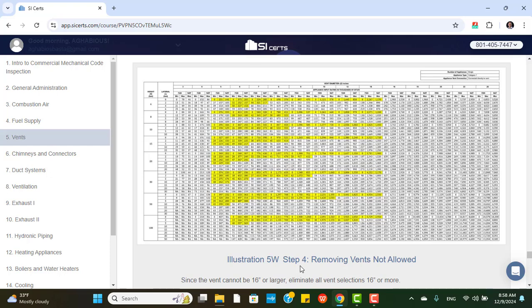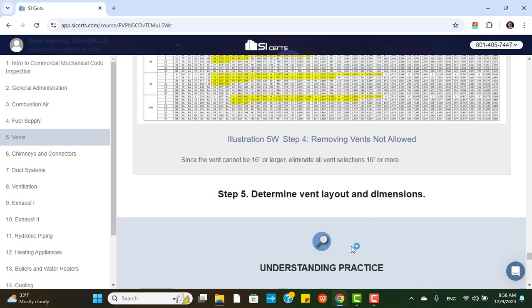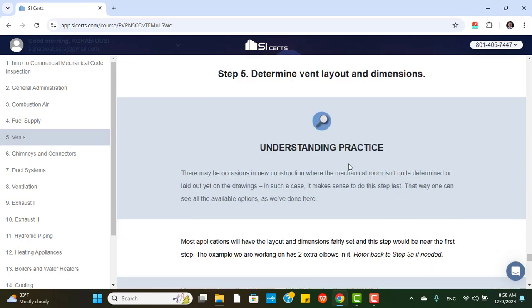Illustration 5W, step number 4, removing vents not allowed. Since the vent cannot be 16 inches or larger, eliminate all vent selections of 16 or more. Step number 5, determining vent layout and dimension, understanding and practice.